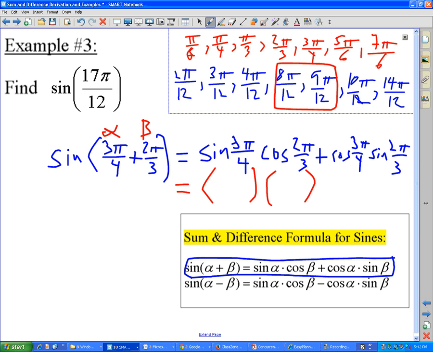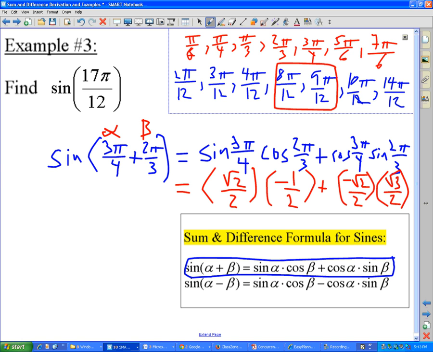Because in the last two problems, we were always in quadrant 1. One of the biggest mistakes in these problems, and I'm going to repeat this, is people forgetting to make sure of the quadrant and asking yourself, are we positive or negative in that quadrant? 3 pi over 4 and 2 pi over 3 are both in quadrant 2. Sine is positive in quadrant 2. Cosine, not so much. Cosine is negative in quadrant 2.